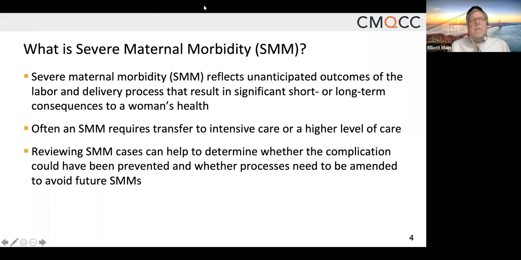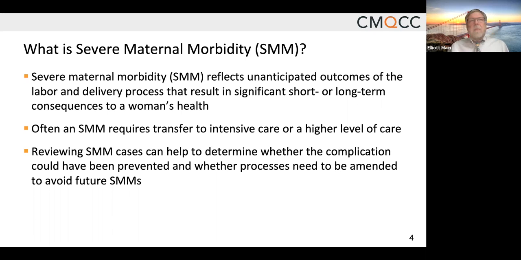So let me start off by saying, what is severe maternal morbidity? It reflects unanticipated outcomes of the labor and delivery process that results in significant short or long-term consequences to a woman's health. In our current version, we're focusing on labor and delivery, not on postpartum or earlier pregnancy admissions. So this is a narrower view of SMM, which reflects where the national bodies are going.